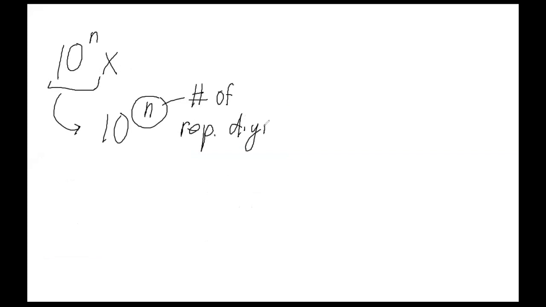Ano ibig sabihin nun? So, if we have 0.333, okay, kung may bar tong tatlong 3, considered lang sila na isang digit. Kasi umulit-ulit lang yung 3 eh. Okay? So, our n here is 1.